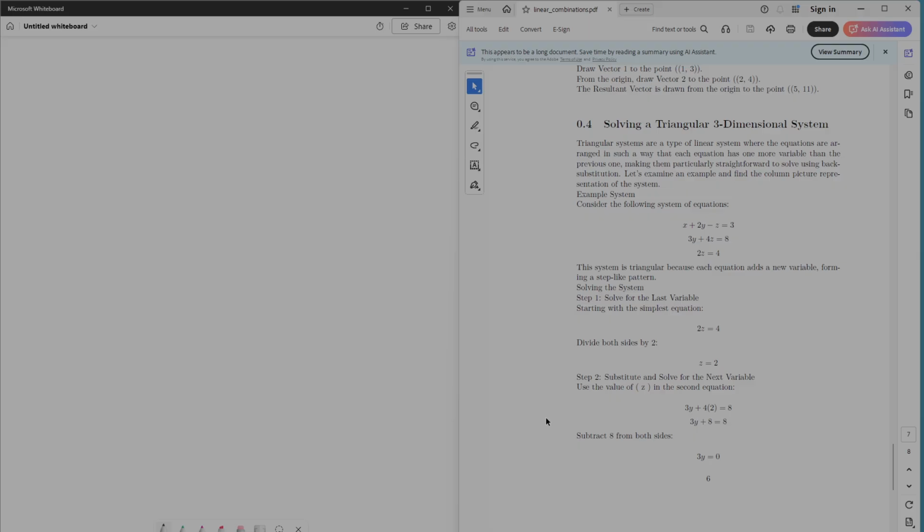Triangular systems are a type of linear system where the equations are arranged in such a way that each equation has one more variable than the previous one. As you can see here on the screen, you have 2z equals 4, 3y plus 4z equals 8. So as you go up, you end up with one more variable. That's why it's called triangular, because it makes a triangular shape like this.